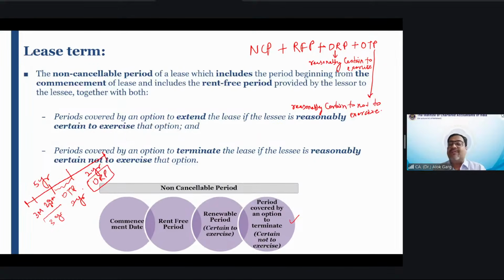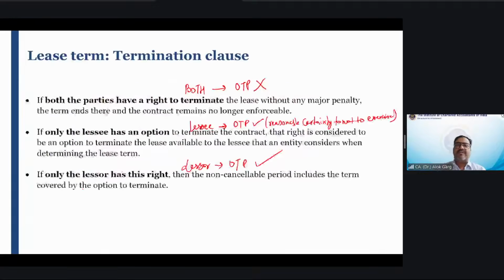So in this case, what is the lease period? The lease period is equal to the rent-free period of 3 months, plus the non-cancelable period of 2 years 9 months, plus the optional termination period of 2 years, plus the optional renewal period of 2 years. So the total period is 7 years. In this case, the lease period is 7 years. Okay. So my dear friends, this is what we discussed.